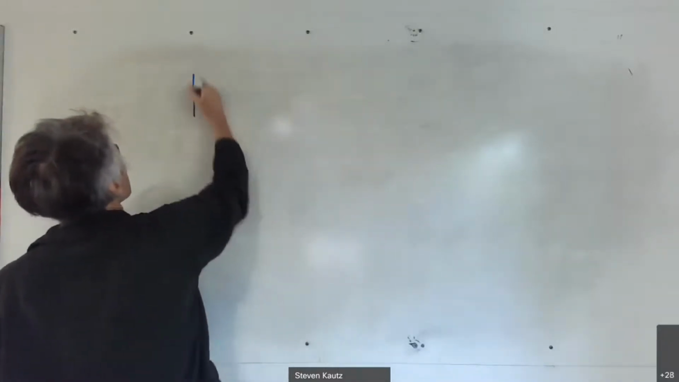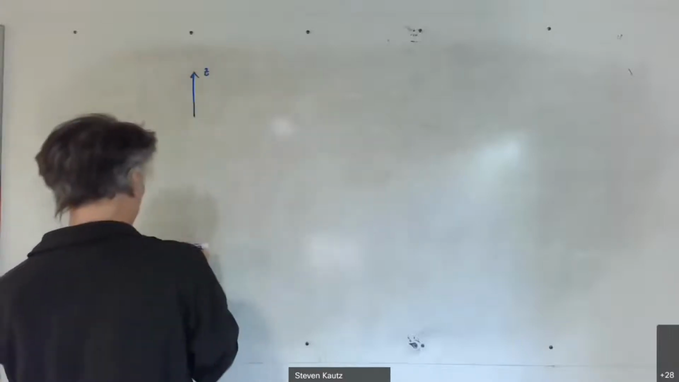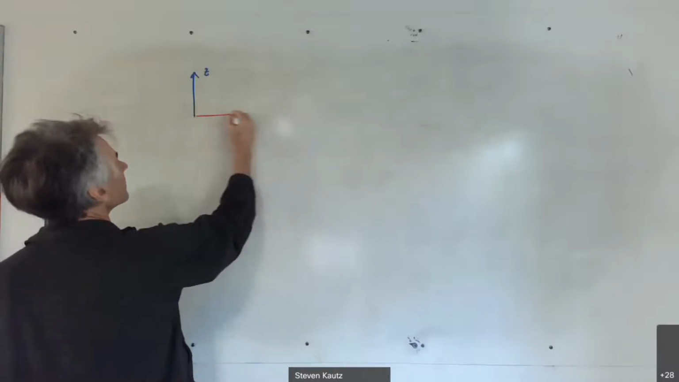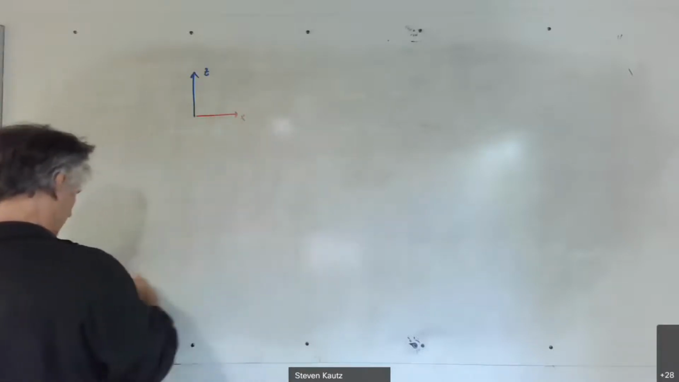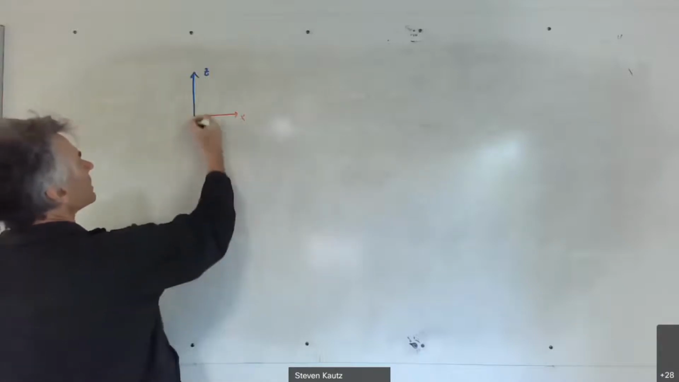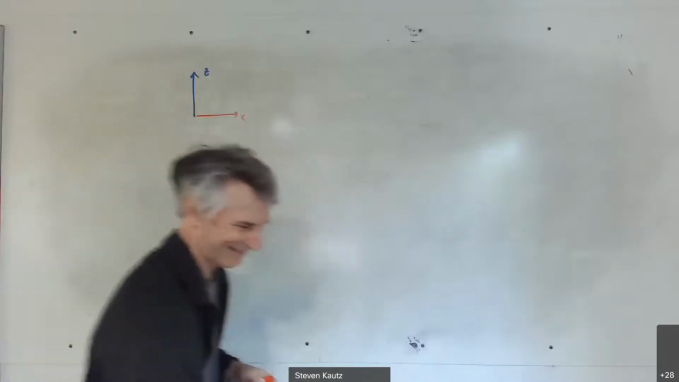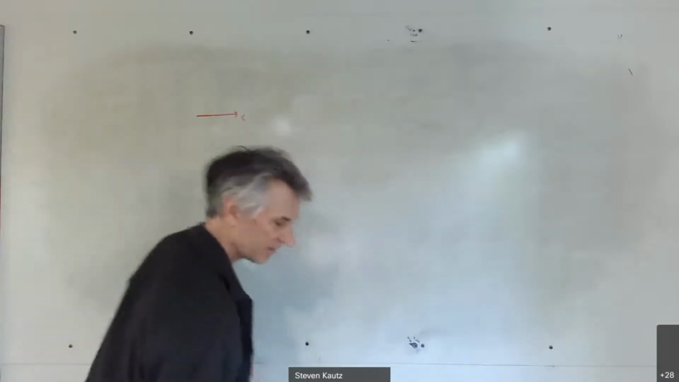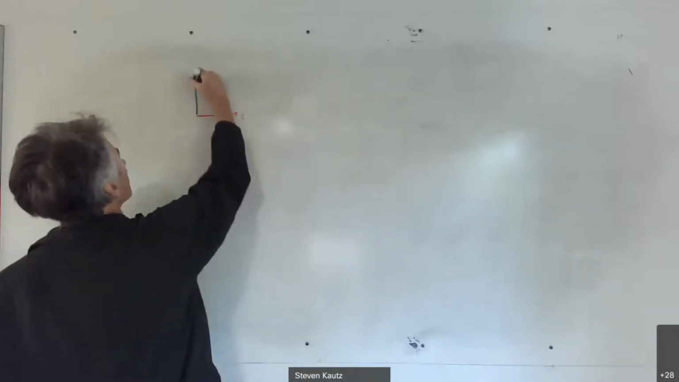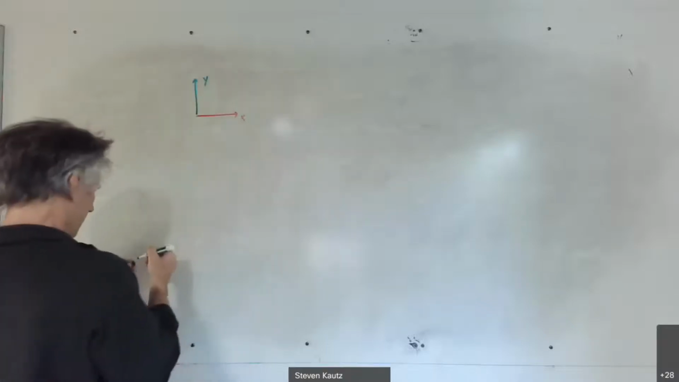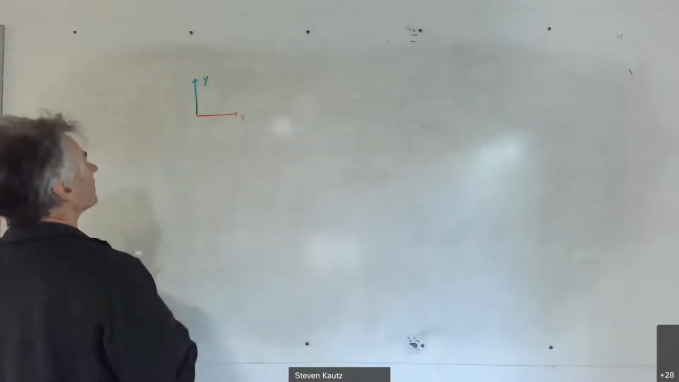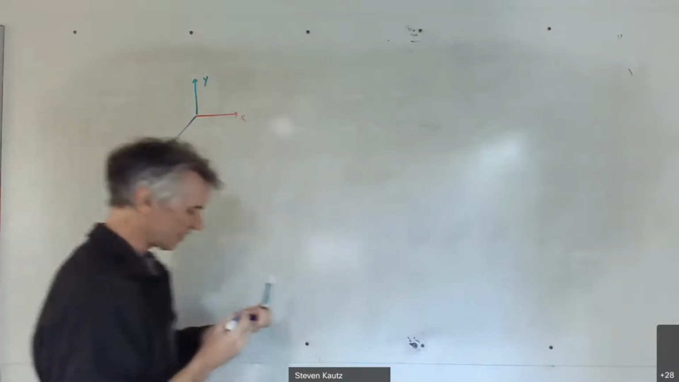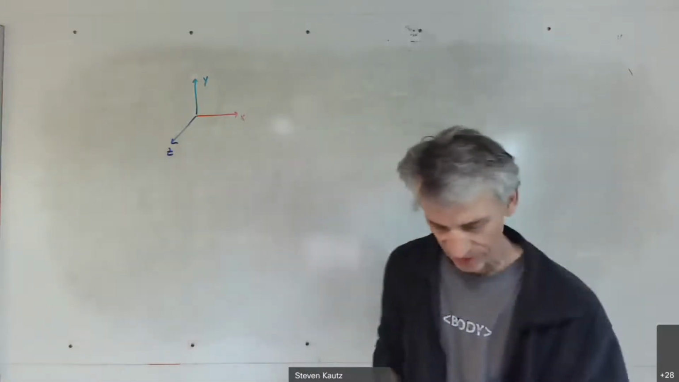So let's draw this for the record. We start out with something that looks like this. We have a z, we have an x, and we have a y sticking out. No. Wake up, Steve. We want to start out with y up there, and z is sticking out. So there's our standard basis in its usual orientation.